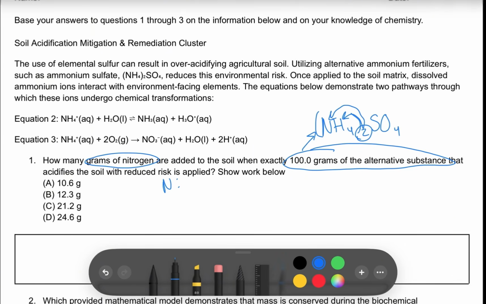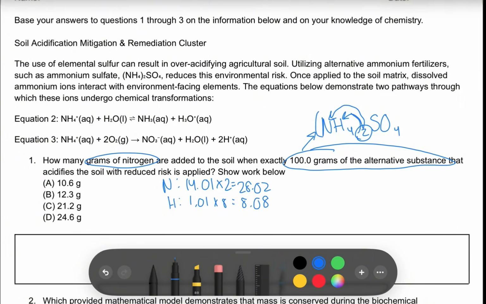So if we look at the table, the atomic mass of nitrogen is 14.01. If we multiply that by 2, we're going to get 28.02. And then hydrogen, since the 2 is being distributed, we're going to do 2 times 4. So we have 8 hydrogen. And the atomic mass for hydrogen is 1.01. So we multiply that by 8 and we get 8.08.